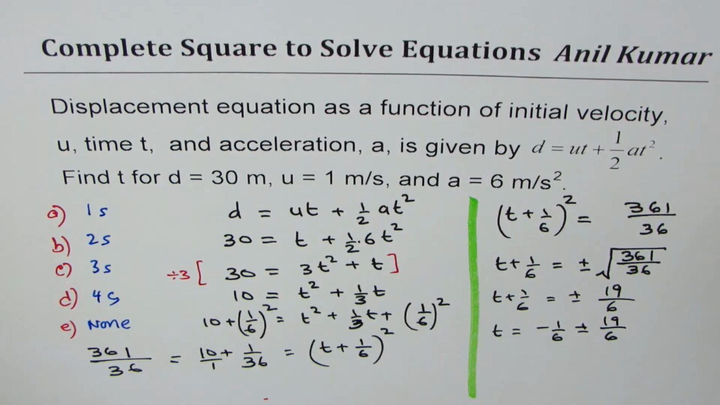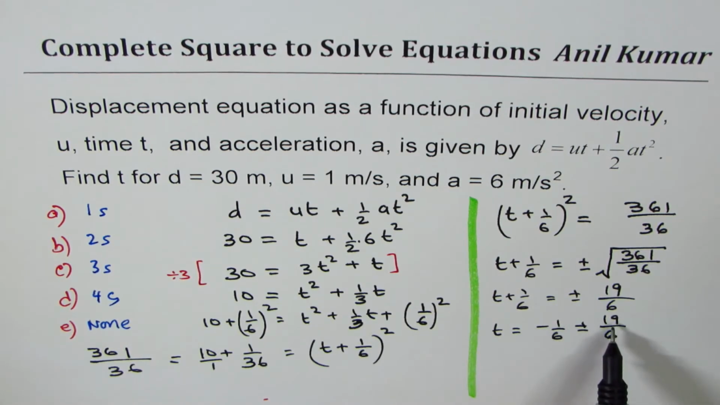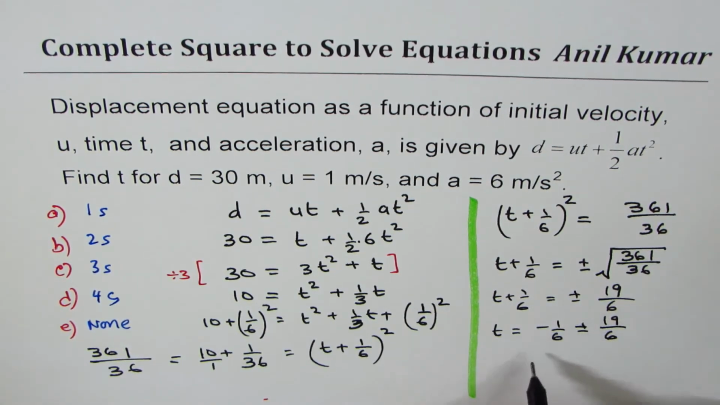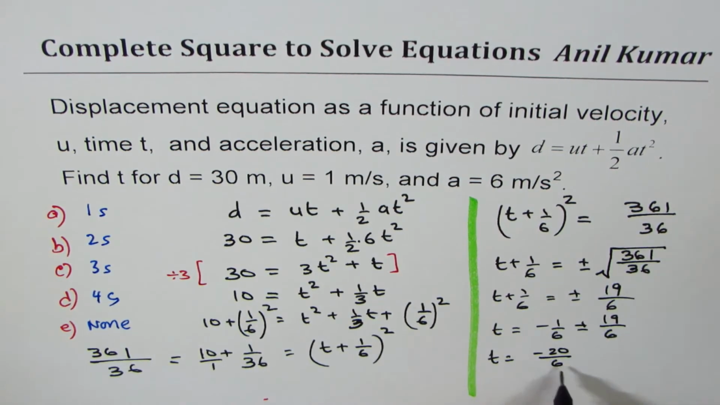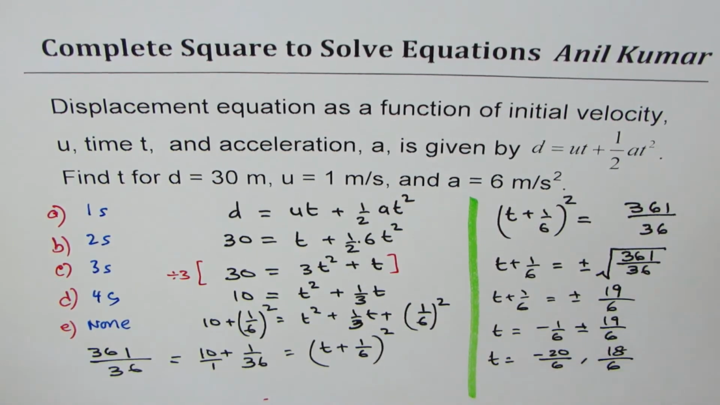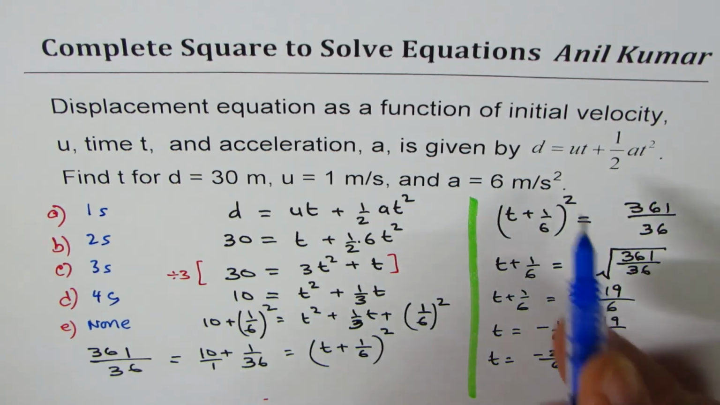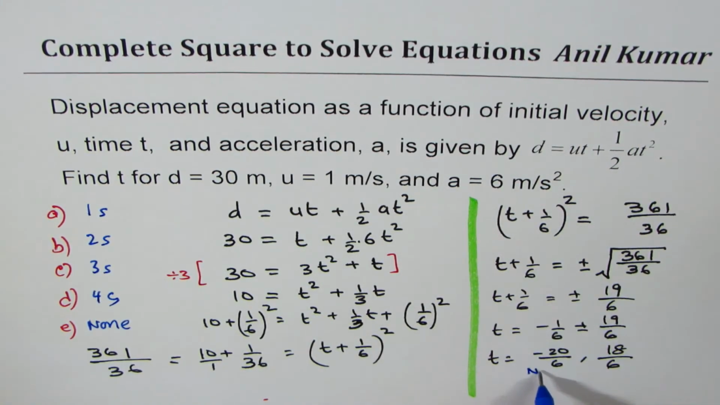Is it okay? Now that gives you two answers. One will be, so minus 1 minus 19, so t equals minus 20 over 6. And the other value, when you add 19, so 19 minus 1 is 18, 18 over 6. Now, since we are talking about a real life situation, the negative value is not valid, right? So we ignore it, not valid.